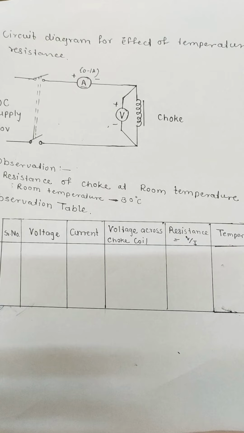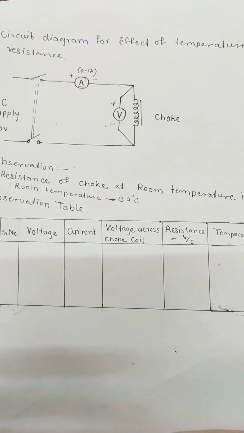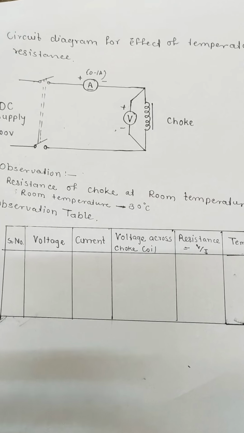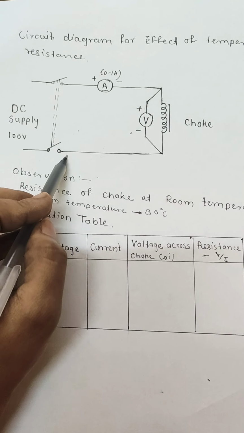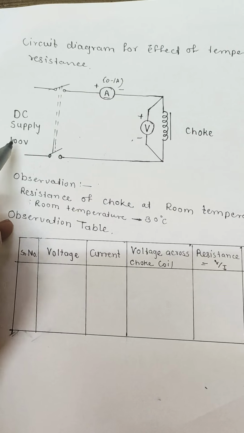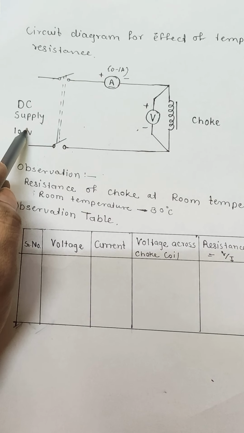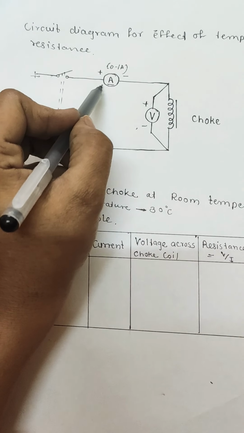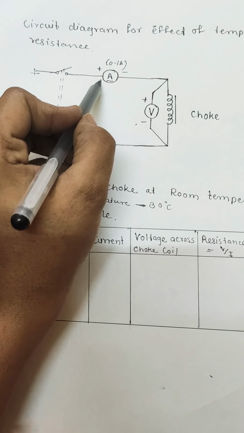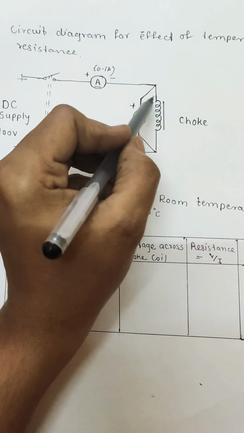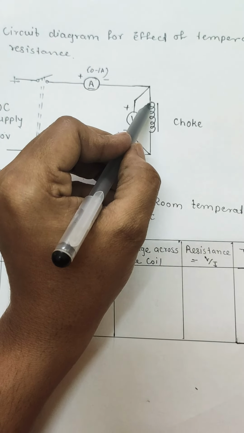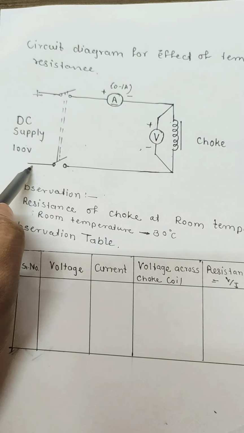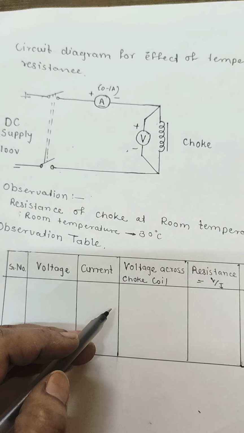Hello students, today we verify the effect of temperature on resistance. For this experiment, this is the circuit diagram where a 100 volt DC supply is given. From the positive terminal of the DC supply, it is connected to the positive terminal of the ammeter. Then the negative terminal of the ammeter is connected to the positive terminal of the choke, and the negative terminal of the choke is given to the negative terminal of the supply.